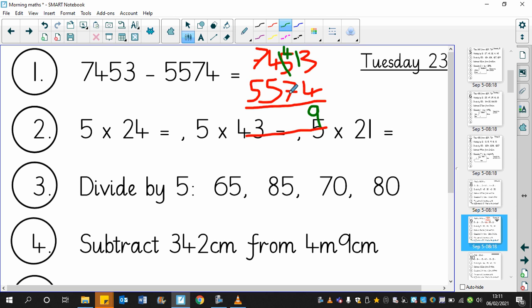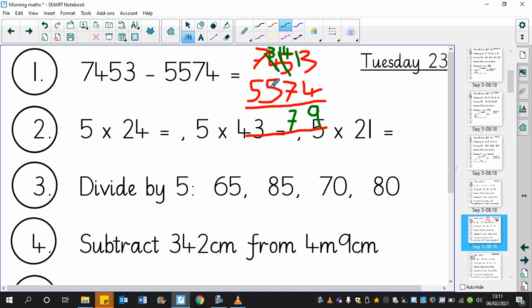4 take away 7 we cannot do, so therefore this 4 becomes 3 and the 4 in the tens column becomes 14. So now it's 14 take away 7, and 14 take away 7, that's an easy one, is of course 7. Onto the hundreds column.